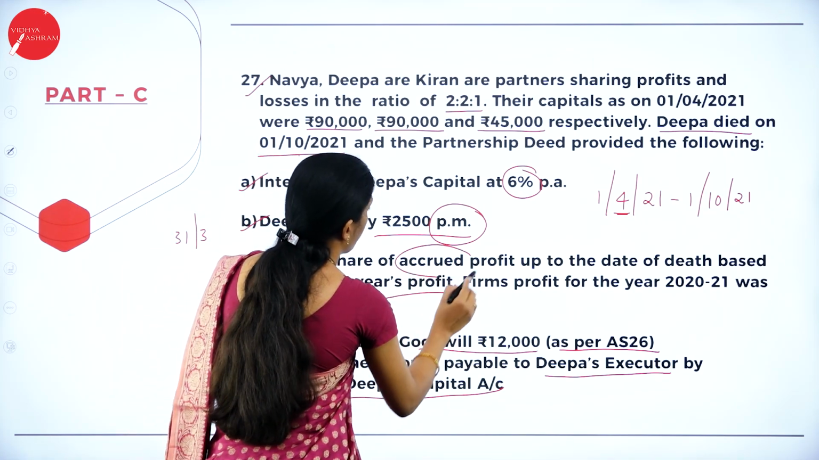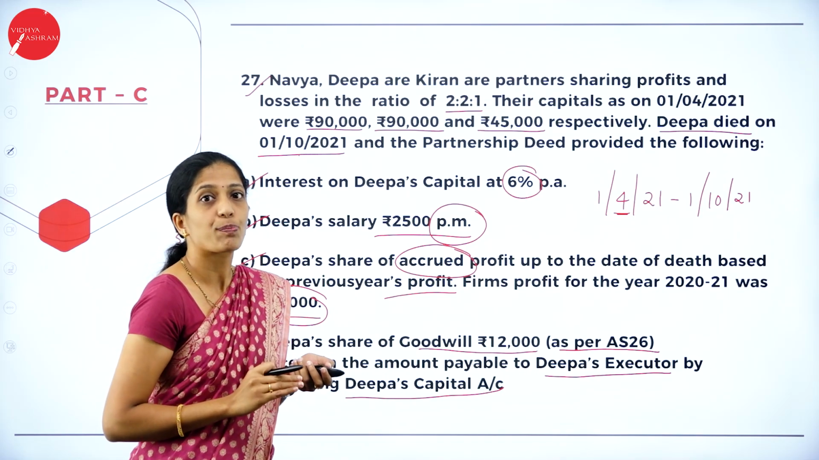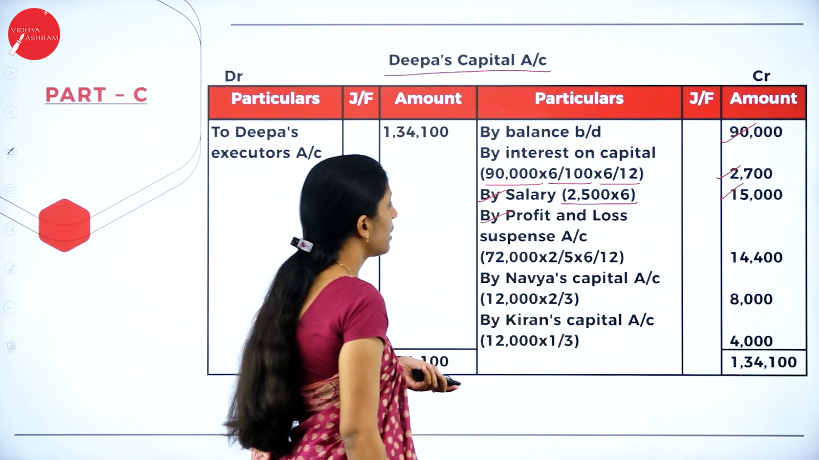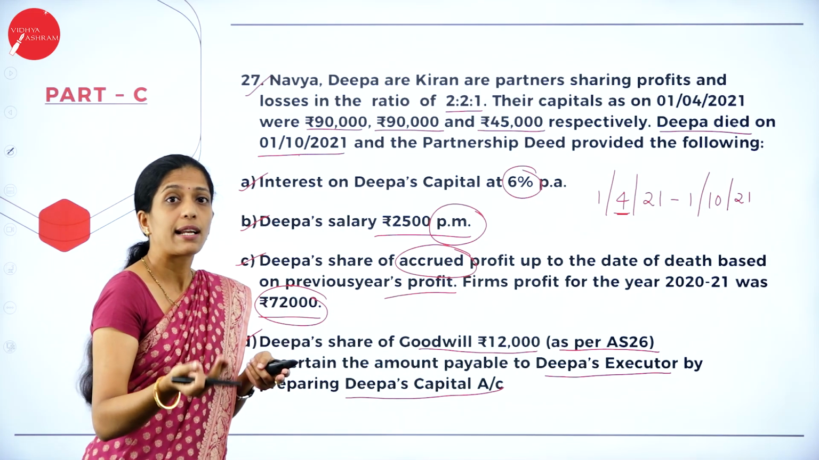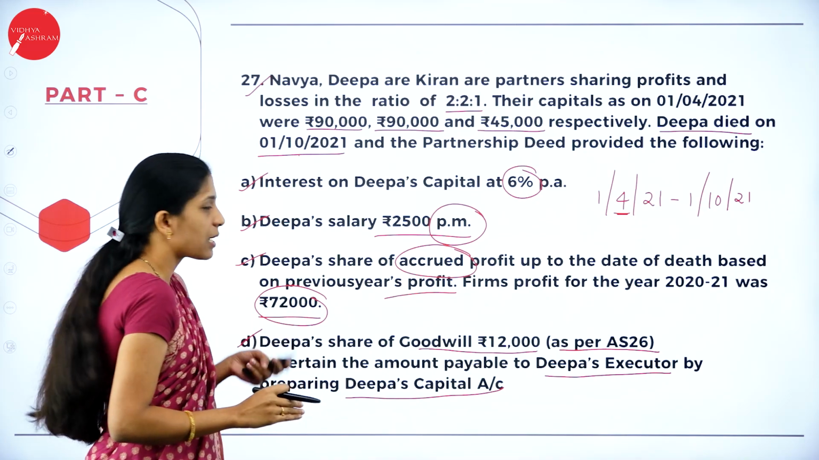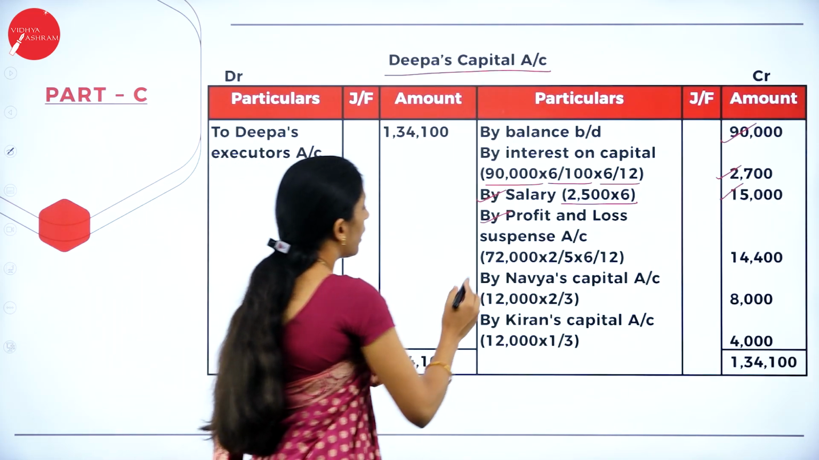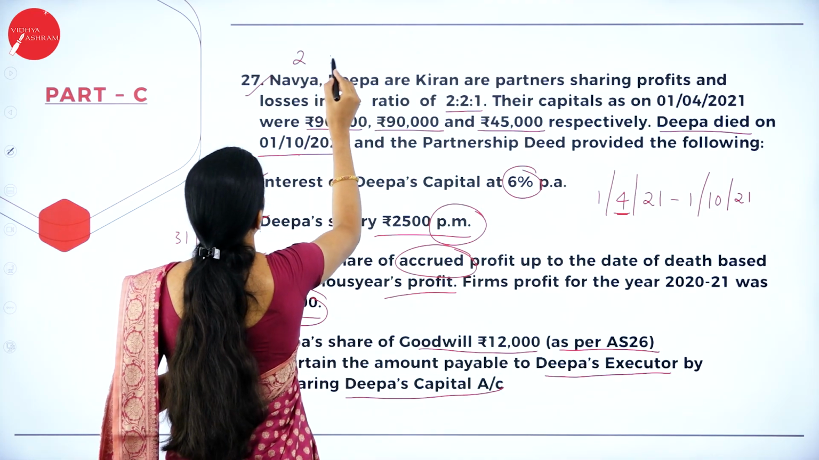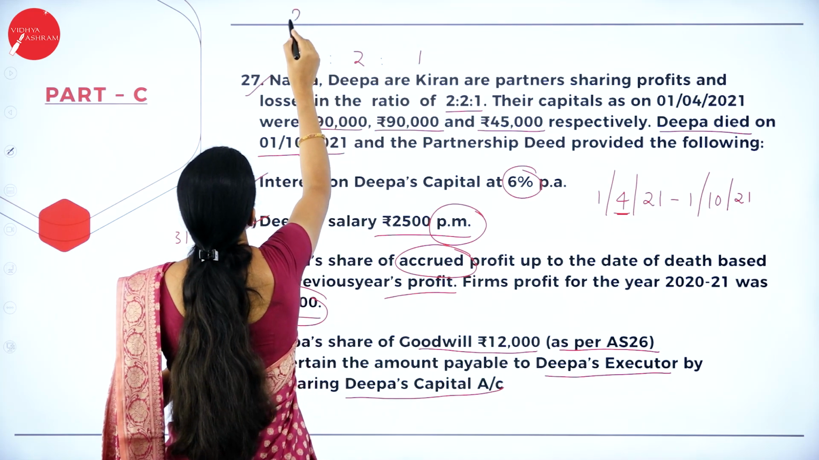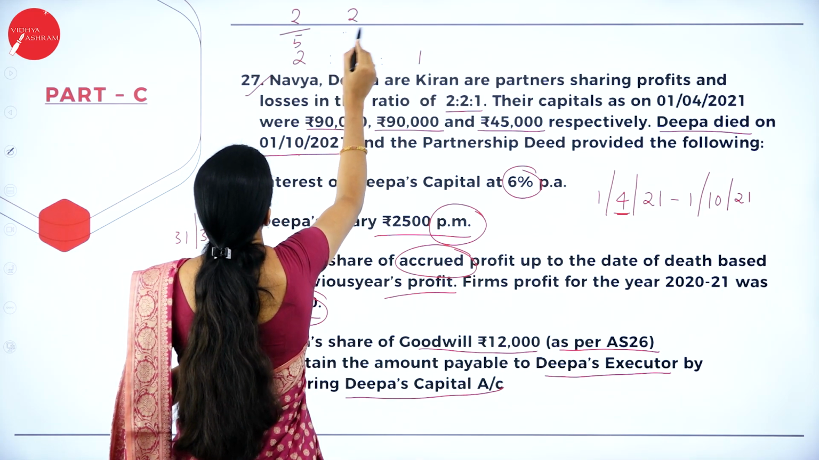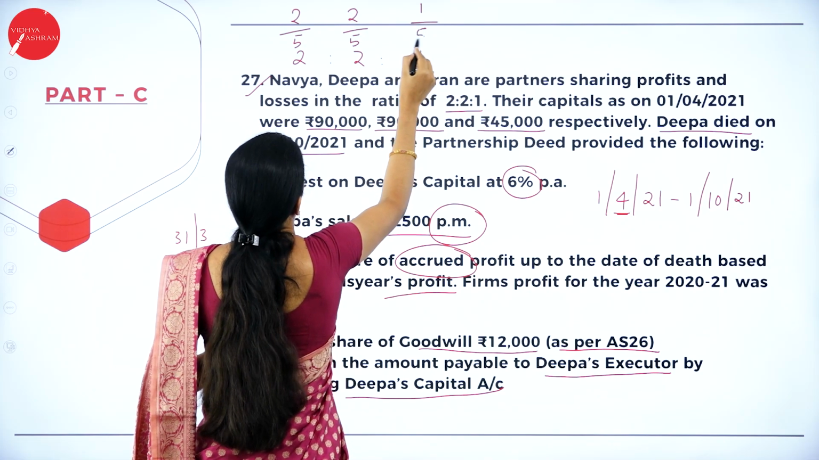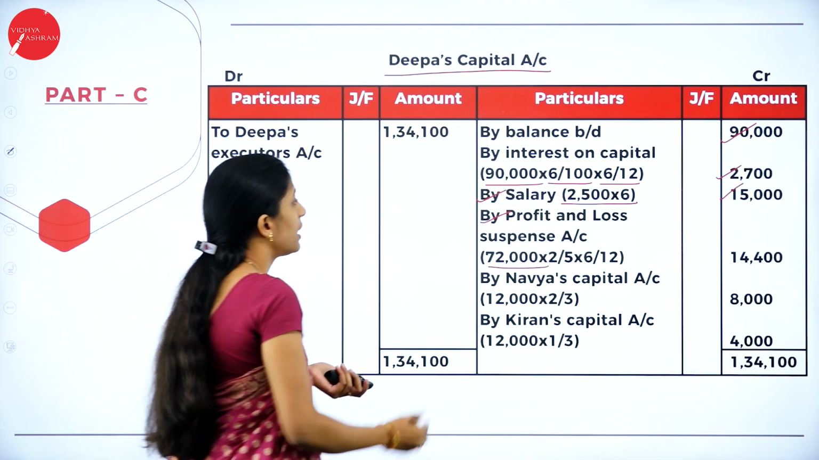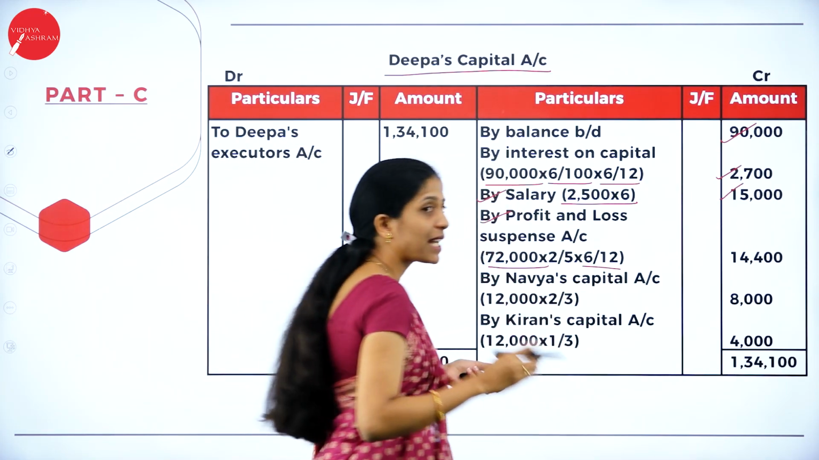So accrued profit up to the date of death, we will take it as profit and loss suspense account. So we will take profit and loss suspense account. So they have clearly told we have to calculate based on previous year profit. Previous year profit is 72,000 into what is her share? What is Deepa's share? It was 2:1. In the sense 2 by 5, 2 by 5 and 1 by 5. What is Deepa's share? That is 2 by 5. So 72,000 into 2 by 5 into for how many months she was there?